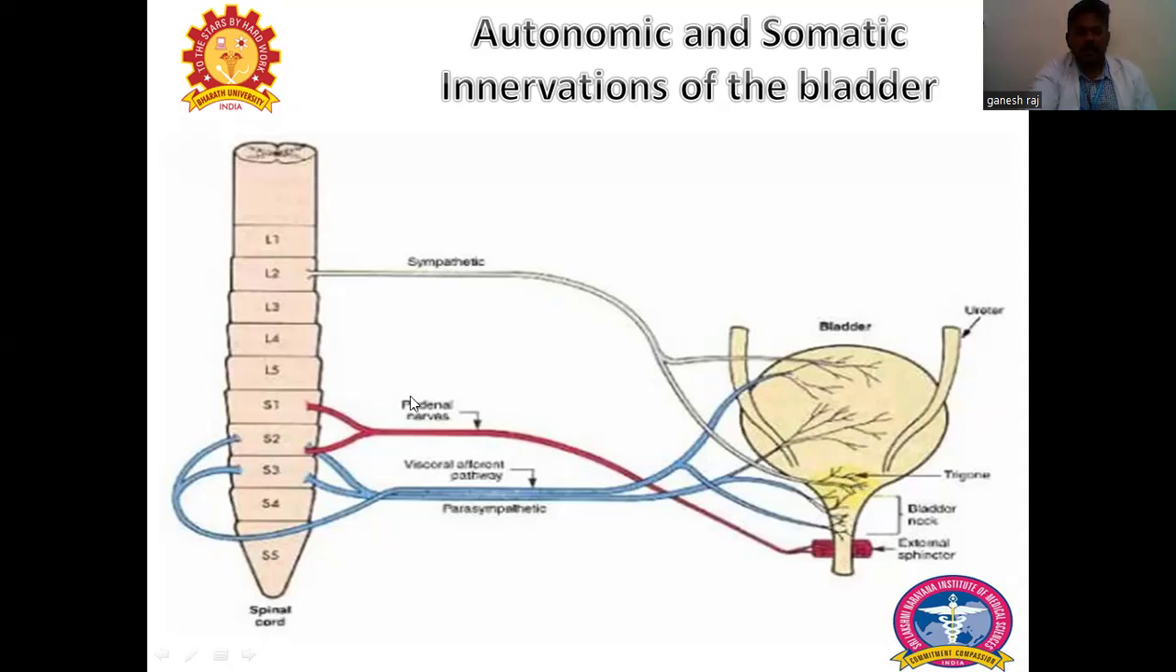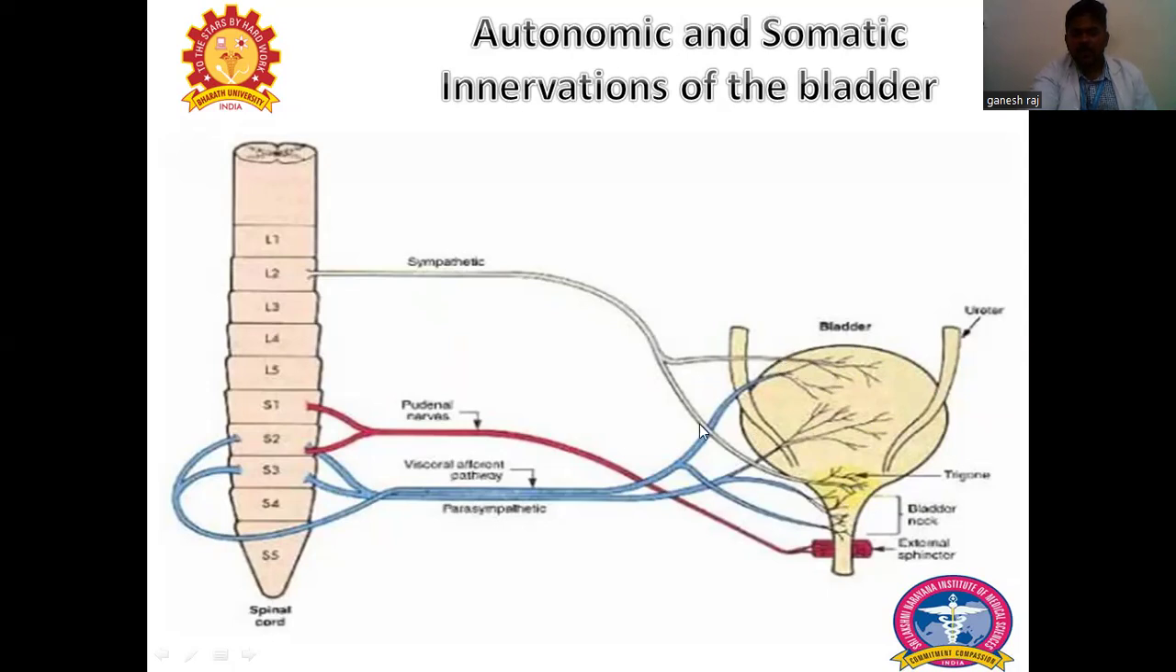So they're going to have parasympathetic nerve and sympathetic nerve. The sympathetic nerves are coming from L1, L2 segment. They are called the hypogastric nerve. So they cause relaxation of the detrusor and contraction of the internal urethral sphincter. So that will lead to filling of the bladder.